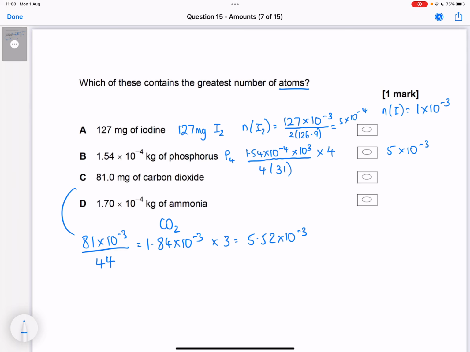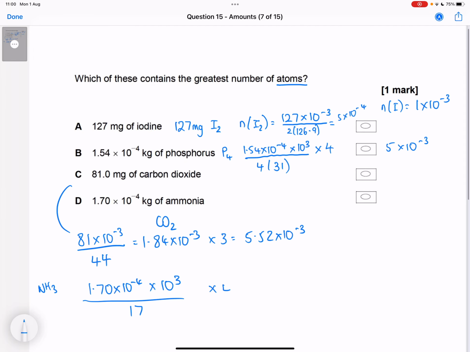And then we've got 1.70 times 10 to the minus 4 kilograms, so we make it into grams, divided by the MR of ammonia. Now ammonia, NH3, has got 4 atoms in it, so I'm going to times the answer by 4. Typing that in your calculator, I'm getting 0.04. That's the same as 4 times 10 to the minus 2, or 40 times 10 to the minus 3. So this is definitely the biggest of all of the answers we've got.